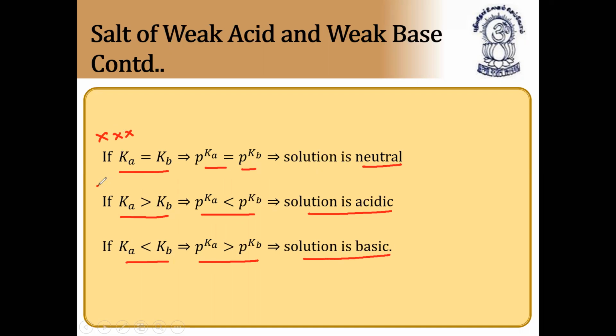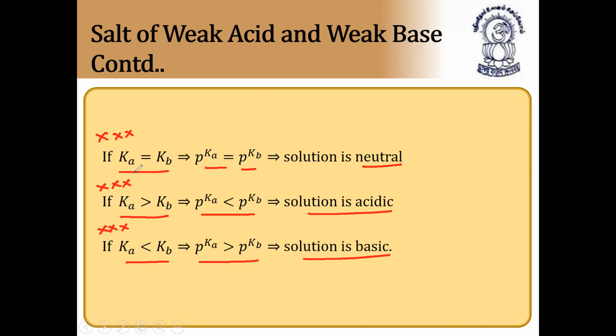As I told you before, only for the first type of salt, it is acidic. For the second type of salt, the resultant solution is basic, pH is greater than 7. But for this type of salt, we cannot say whether it will be acidic, neutral, or basic, because it depends purely upon the Ka and Kb values.